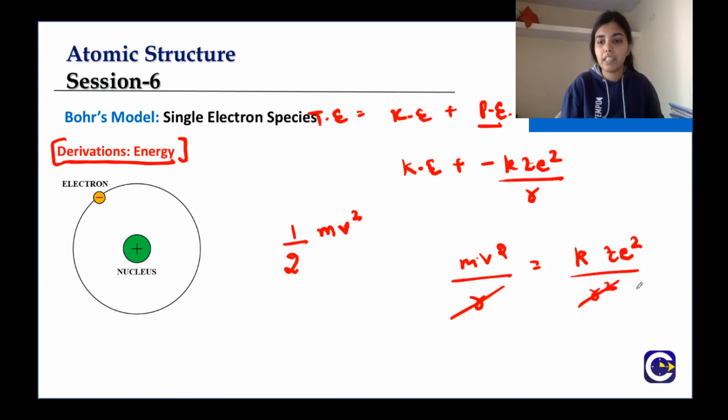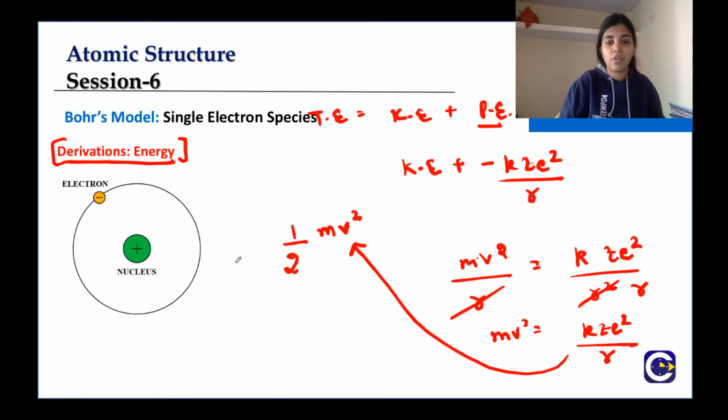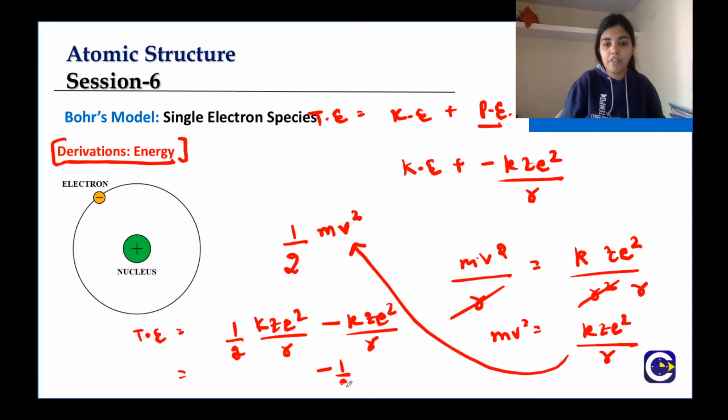So this will be cancelled, this will become r. Now mv square will be equal to kze square divided by r. So here we can substitute the mv square value. So kinetic energy will become equal to half kze square divided by r. So total energy will be equal to half of kZe square divided by R minus kZe square divided by R. That will give you minus half of kZe square by R. This is total energy, right?